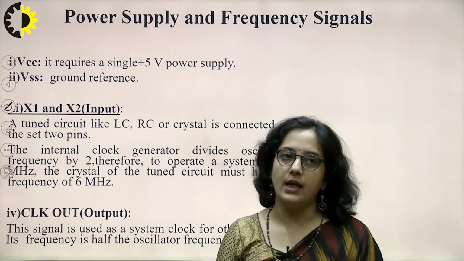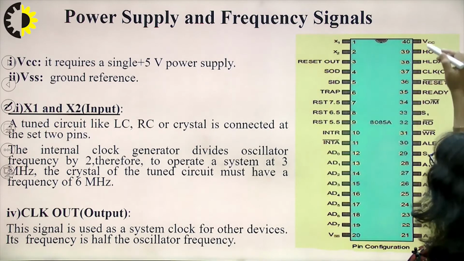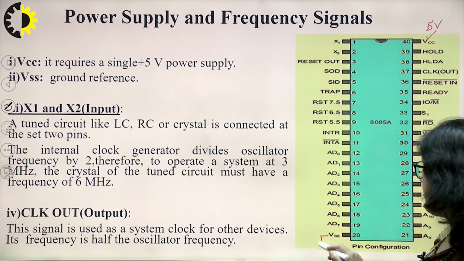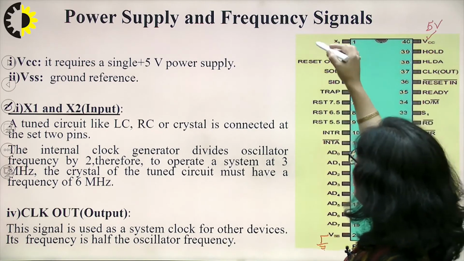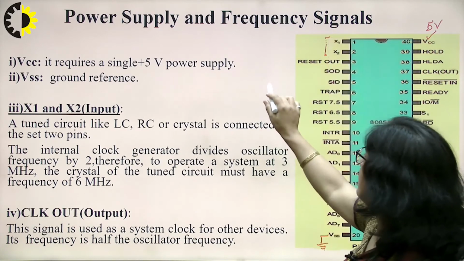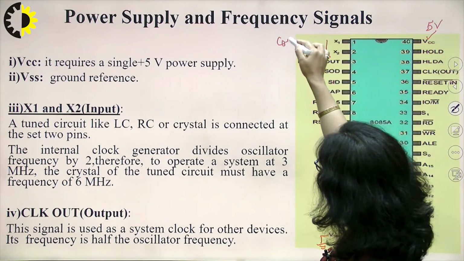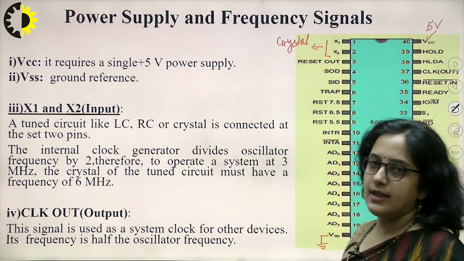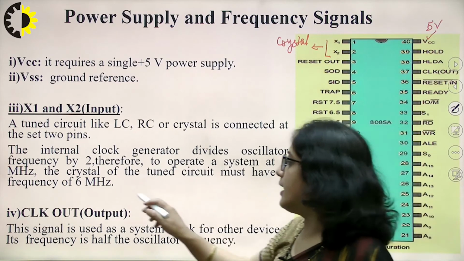First, power supply and frequency signal. In this 40 pin IC, this is VCC that is connected to 5 volt, and this is VSS, which is connected to the ground when I want to use this microprocessor. Then I have to supply a clock frequency signal. So here a crystal is connected at X1 and X2 pins, that is pin number 1 and pin number 2, and this crystal is of 6 megahertz frequency.